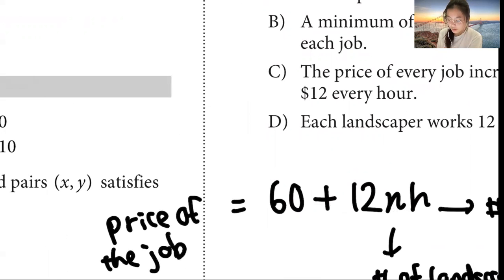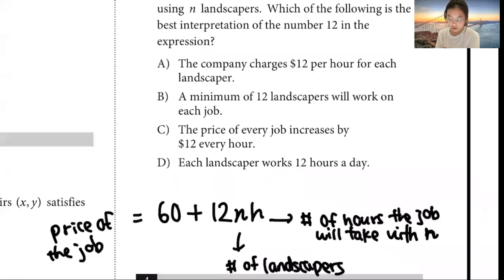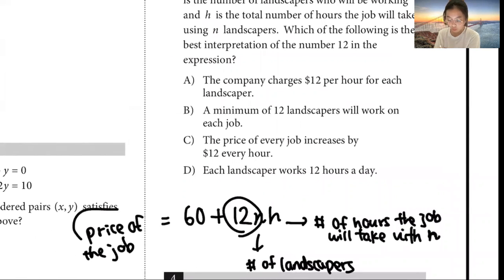Okay. And then from there, we already know that this is going to be a fixed one. It's not going to change anything because there's no X attached to it. So it's not going to change for any input you put. 60 is just going to be 60. And from 60, though, there's this 12NH, right? And this question is essentially asking you what the 12 is doing for this whole equation.